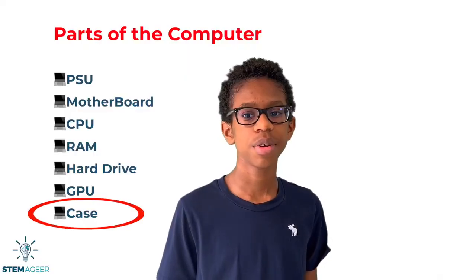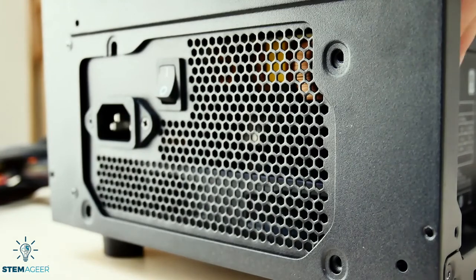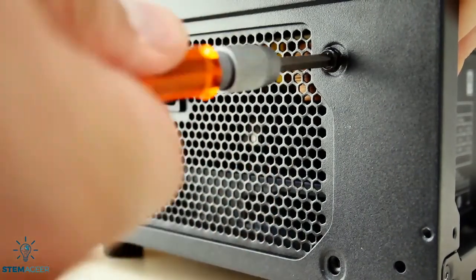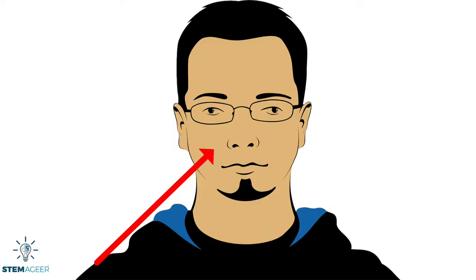Finally, the last computer part we will talk about today is the case. The case is nothing more than a piece of metal or plastic that encloses the computer. It keeps all the internal parts safe from damage. Think of the case like the skin on your body that protects all of your important organs. Now you know about the 7 key parts of the computer.